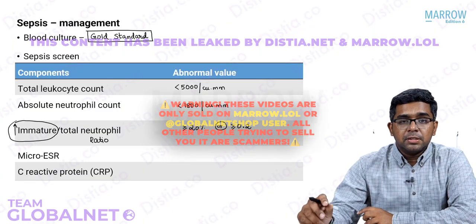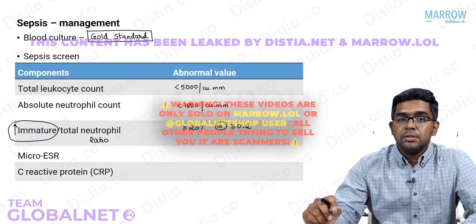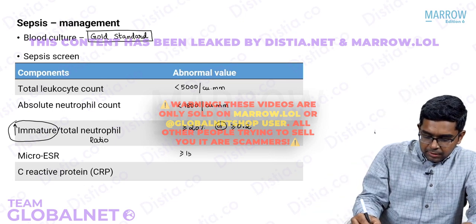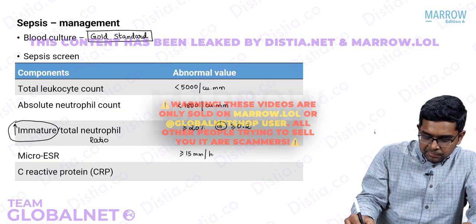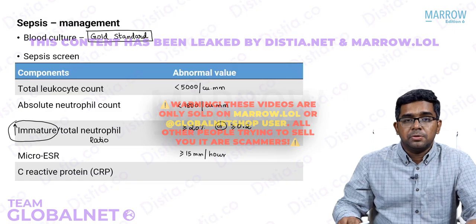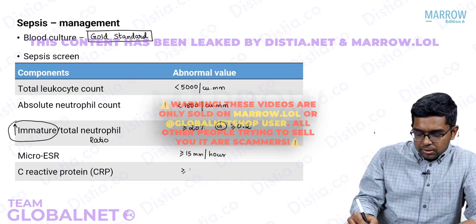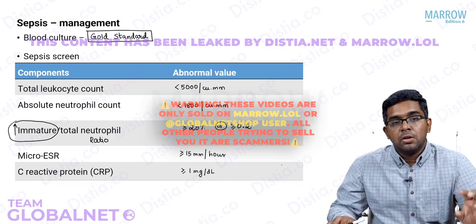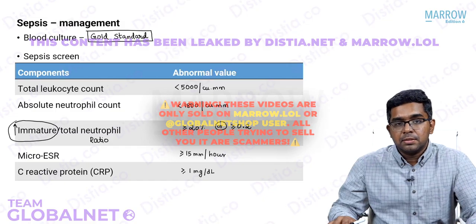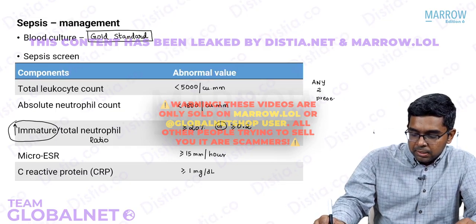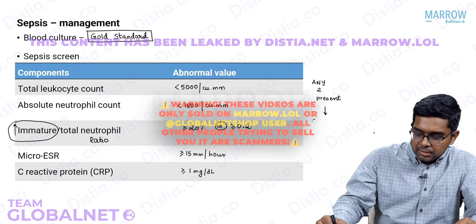ESR, we measure it as micro ESR in the newborn sepsis screen. If the value is more than or equal to 15 millimeter in 1 hour, it is considered as significant. Last is an inflammatory marker called C-reactive protein. If the values are more than or equal to 1 milligram per deciliter, then also it is considered as significant. So I have told you 5 parameters in the sepsis screen. If any two are present, then it is considered as significant.